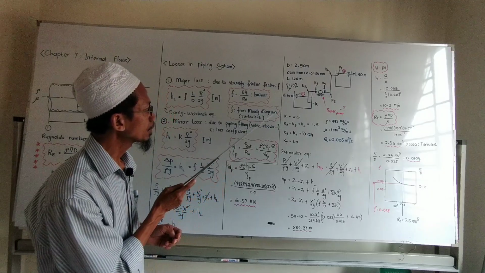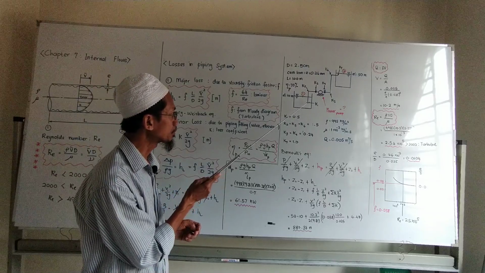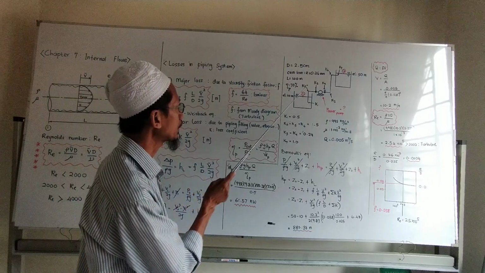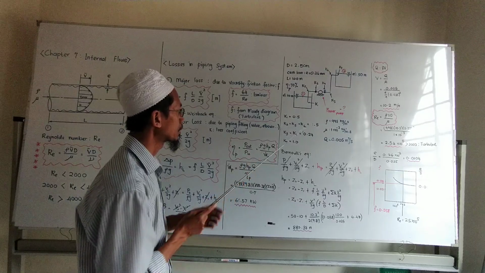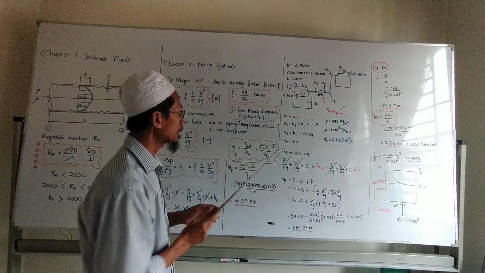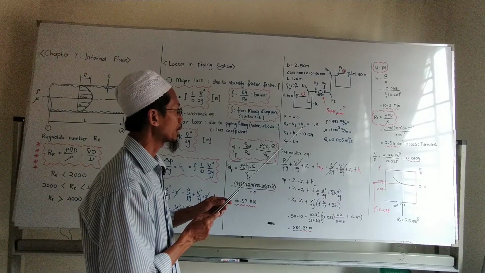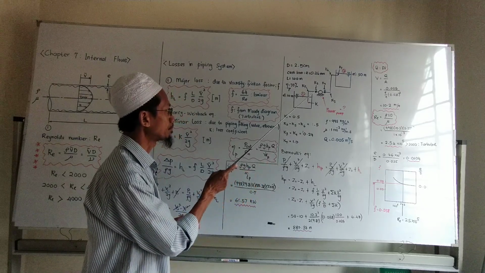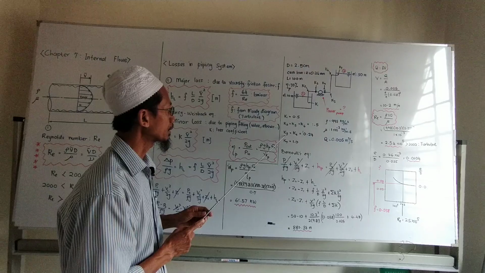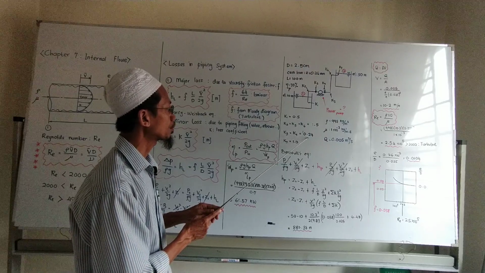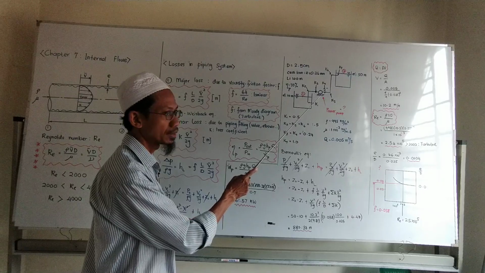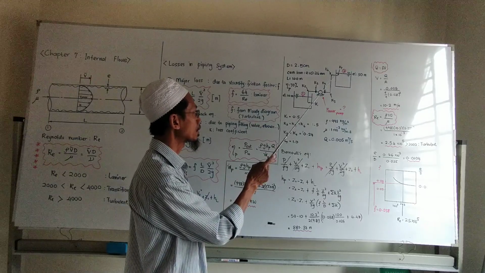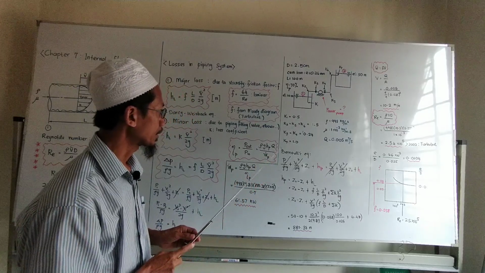K1 is the loss at the pipe entrance, so K1 equals 0.5. K2, K5, and K6 are elbows or pipe bends, all equal to 1.5. K3 and K4 equal 0.24; these are gate valves, fully open. And K7, the loss at the pipe exit, equals 1.